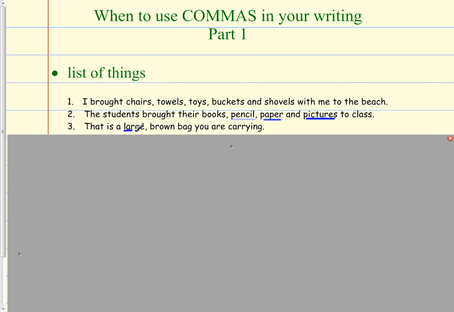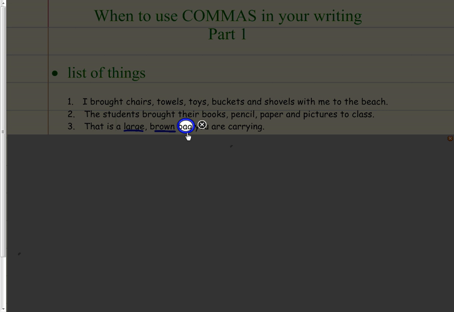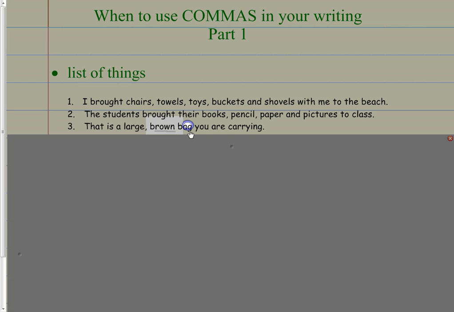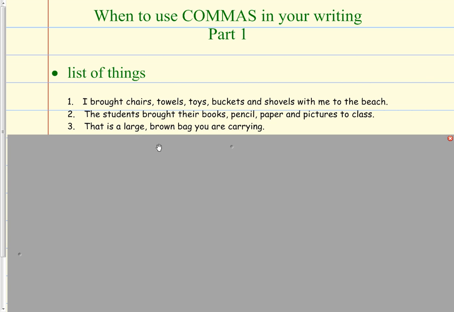That is a large, brown bag. So it's not so much the list, but two things that are describing the bag. So since there's two things that describe the bag, large and brown, you separate them with a comma.